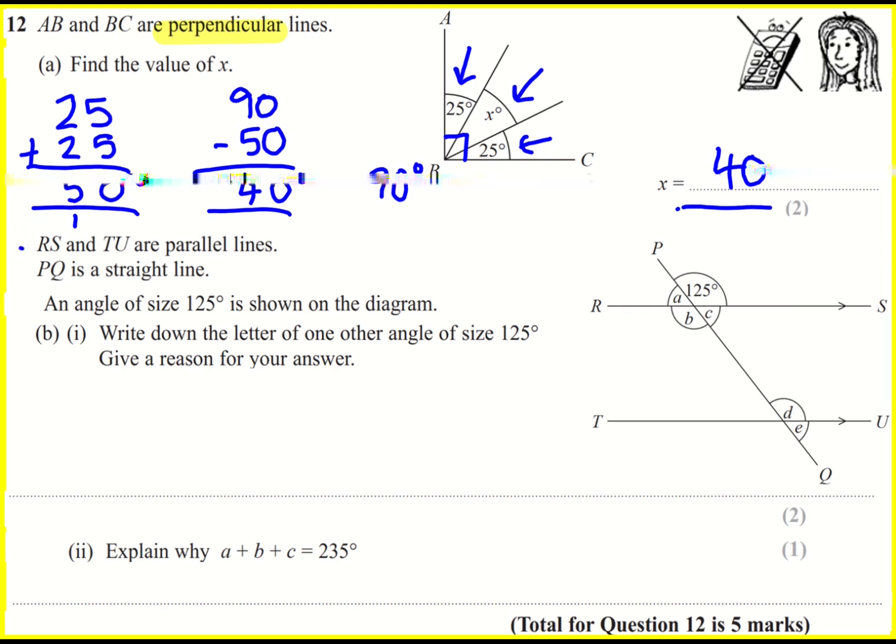RS and TU are parallel lines. PQ is a straight line. An angle of size 125 degrees is shown on the diagram. Write down the letter of one other angle of size 125 degrees and give a reason for your answer. Okay, so this is a 2-mark question, so you need the angle, in other words A, B, C, D or E, that has a value of 125, and you need to give the reason why that is.